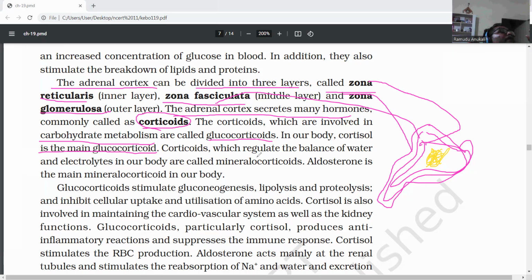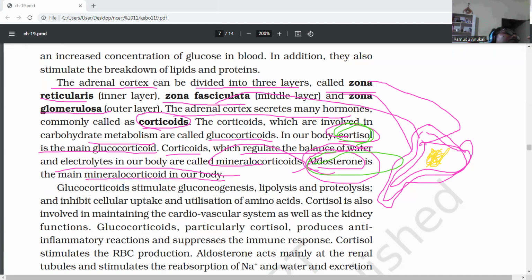The corticoids which regulate the balance of water and electrolytes in our body are called mineralocorticoids. Another hormone secreted by the cortex is aldosterone, which maintains the mineral balance in our body. So, the cortex mainly secretes cortisol and aldosterone.